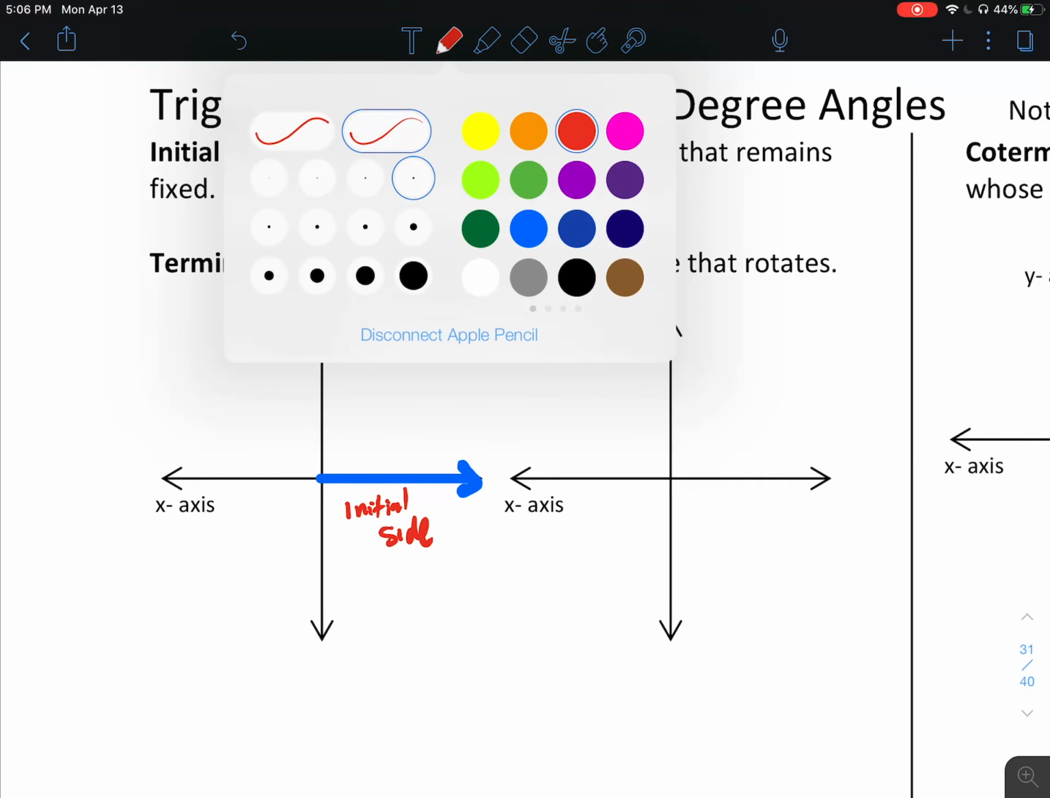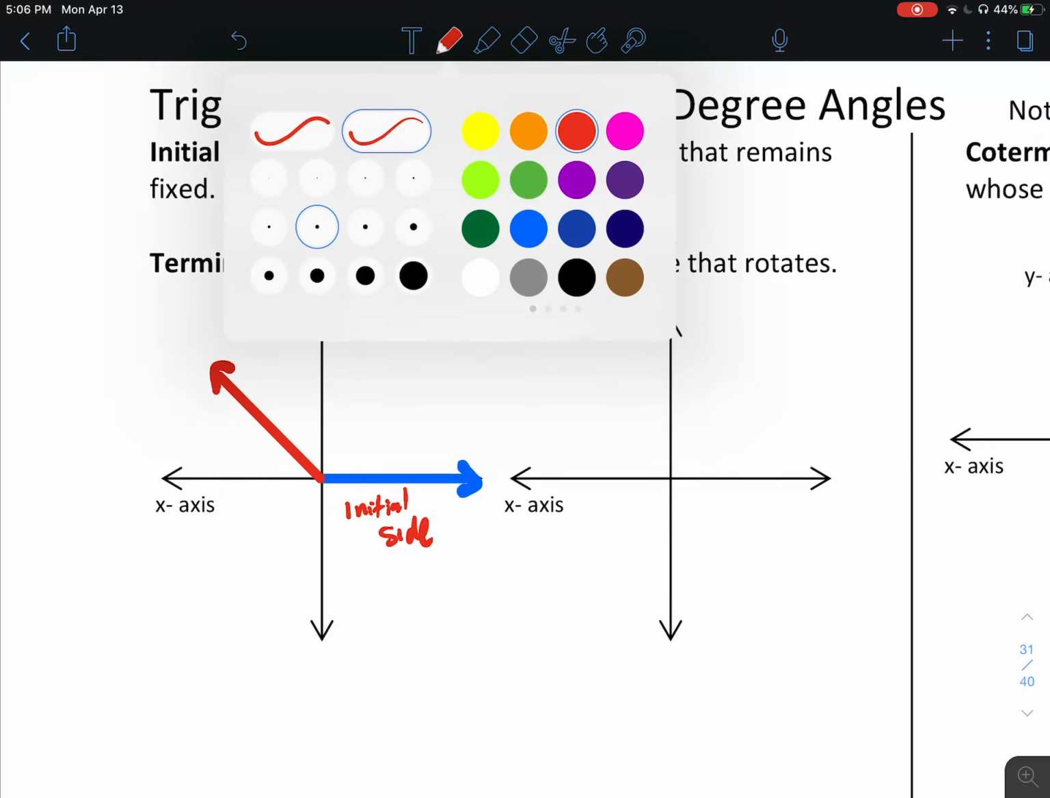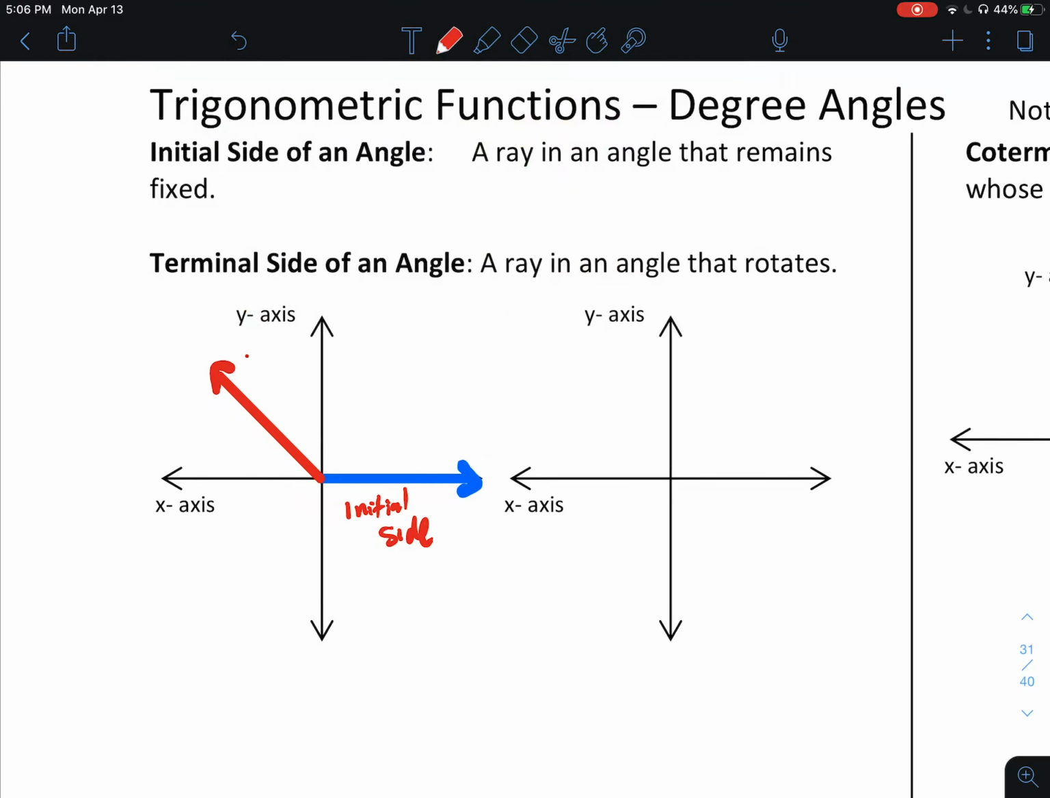If I then take another ray and I start moving it to form this angle, no matter where I stop, once I do stop, that's the side that rotated. That's called the terminal side. Every angle that we're going to be discussing will have an initial side and a terminal side.